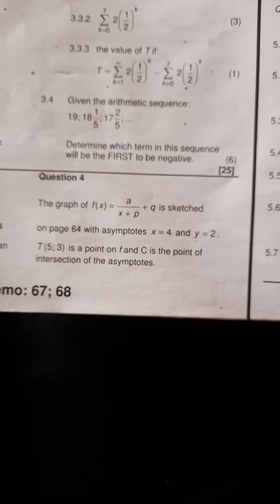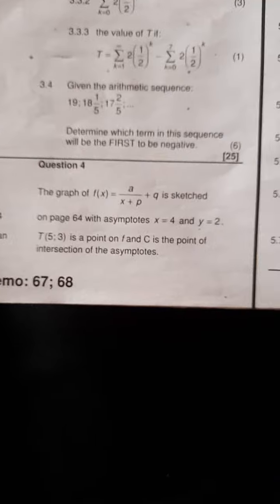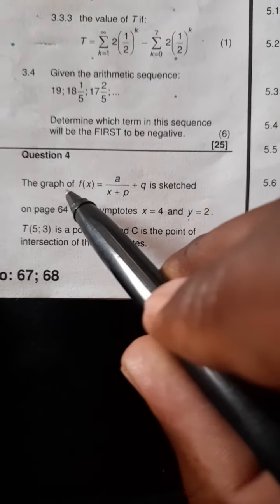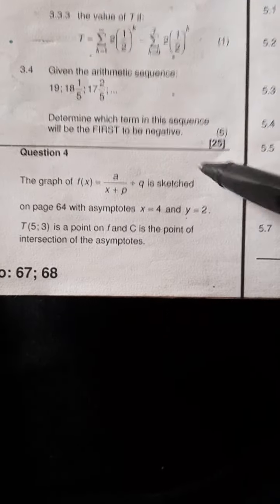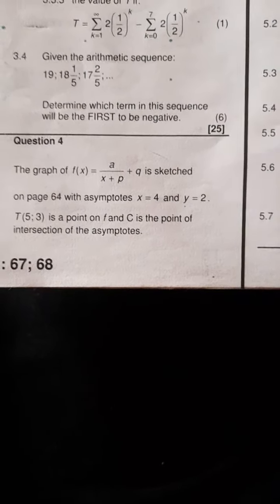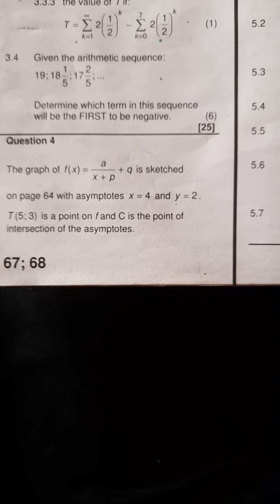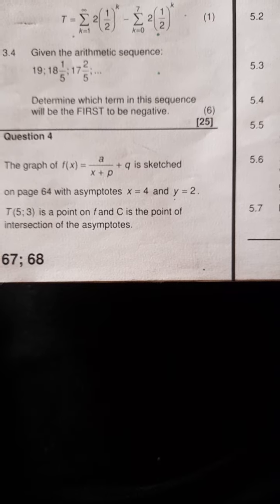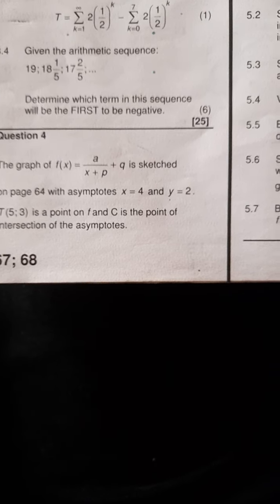So we are working on question 4. We are given the graph of a hyperbola. It's sketched with asymptotes x = 4 and y = 2, and T is a point on F, and C is the point of intersection of the asymptotes.